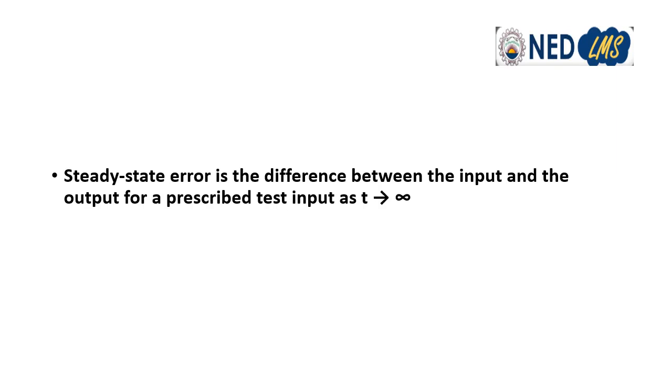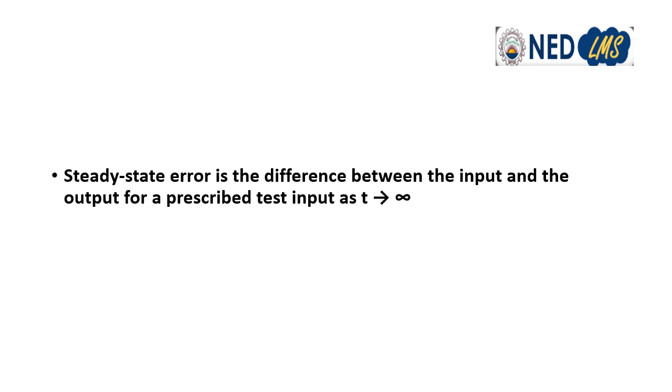So the steady state error is defined as the difference between the input and output for a prescribed test input as time t tends to infinity. Time t tends to infinity means here that after reaching the stable condition of the output, obviously after some settling time, you have discussed settling time in time response specifications. After reaching a steady state and obtaining the stability of the system, the output is settled to some particular value. That value is called the steady state value.